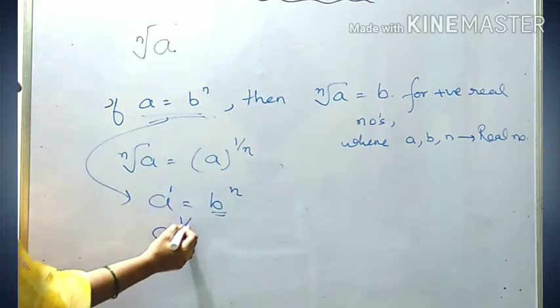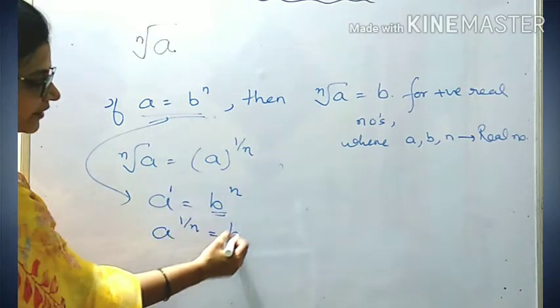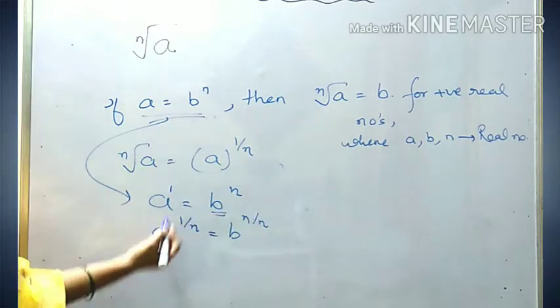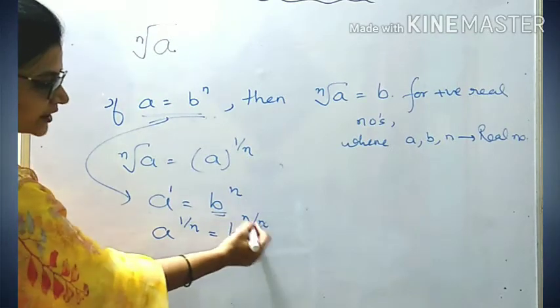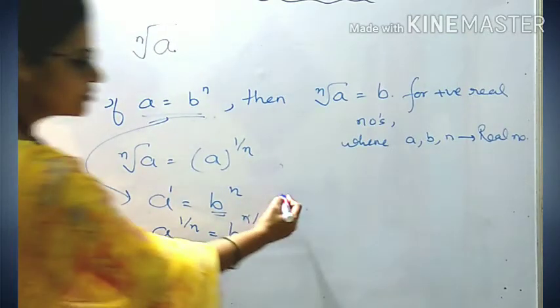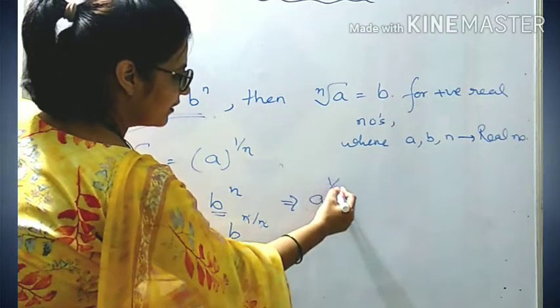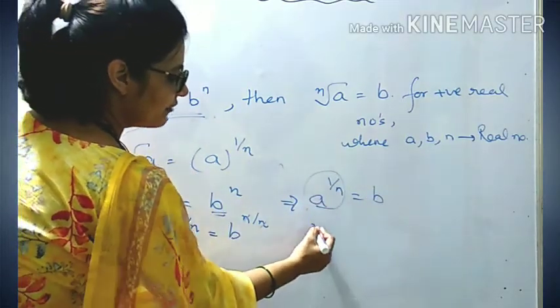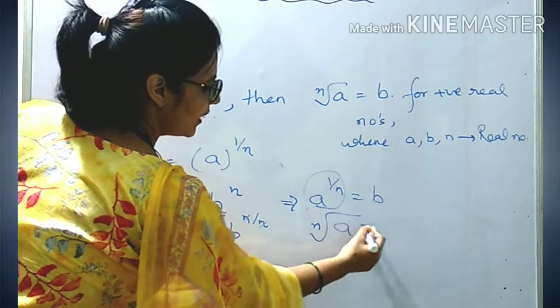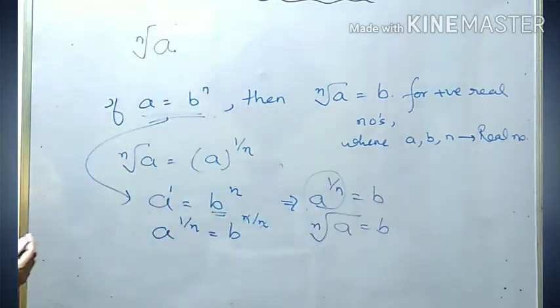So, we will multiply both sides by 1 by n. So, what will we get? a to the power 1 by n is equal to b to the power n by n. And this n by n is actually 1. So, what are we having? a to the power 1 by n is equal to b. And how will we define this? We will define this as nth root of a is equal to b. Here n, a and b are all real numbers.